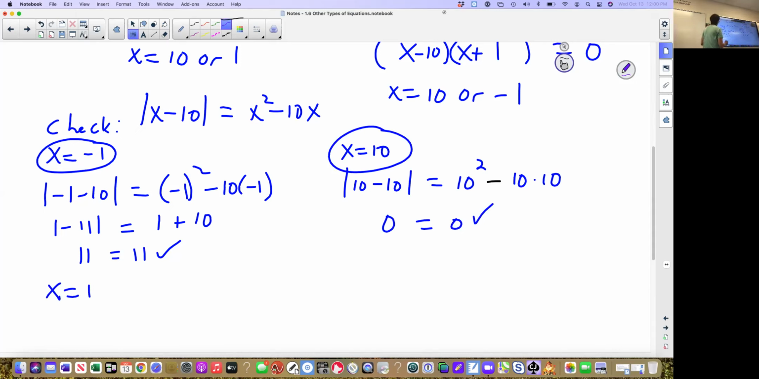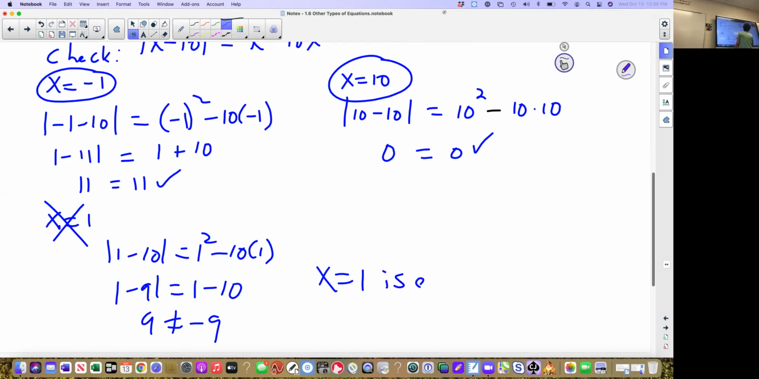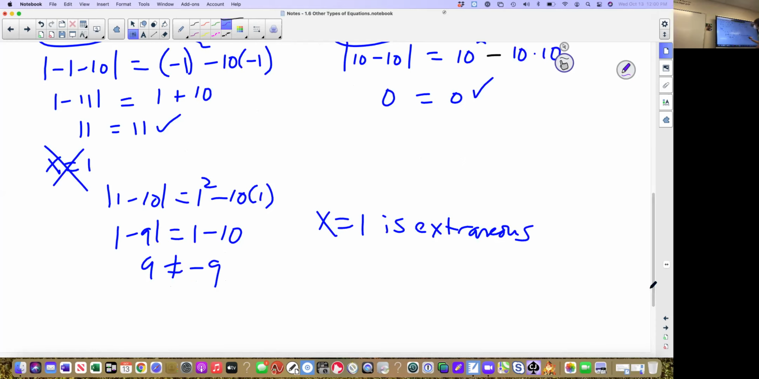So x equals 1, we have the absolute value of 1 minus 10 is equal to 1 squared minus 10 times 1. So this gives us the absolute value of -9 is equal to 1 minus 10. So 9 is not equal to -9. So x equals 1 is extraneous. So our solutions were -1 and 10. That's our final answer: -1 and 10.